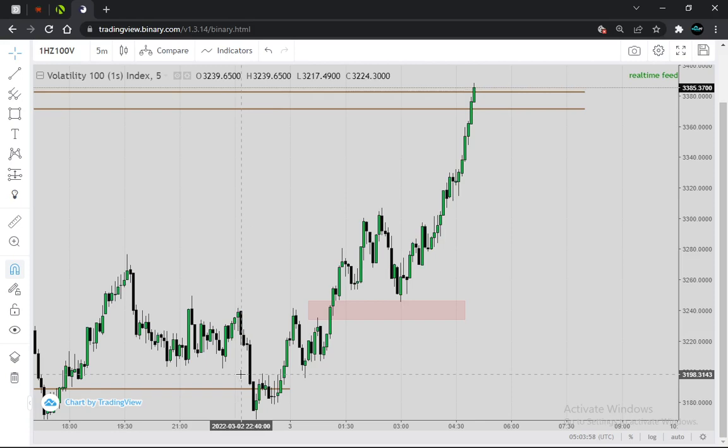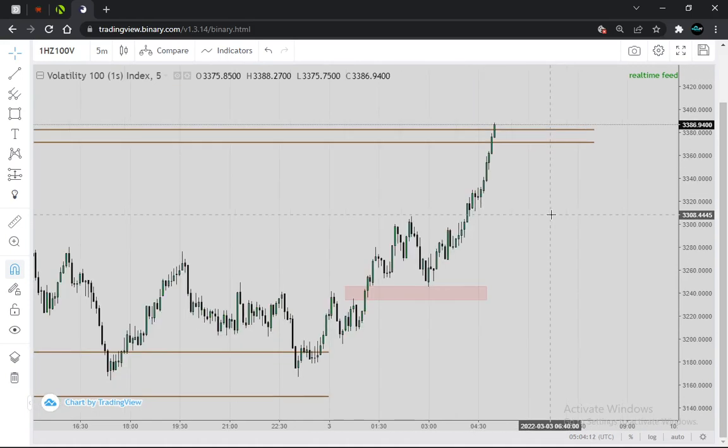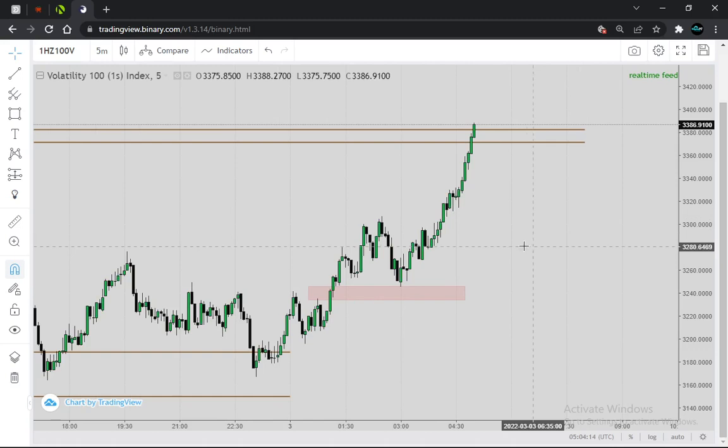Make it 40, 50, extend it until 15. This swing also forms during the kill zone. Good. So we're looking for this price action.